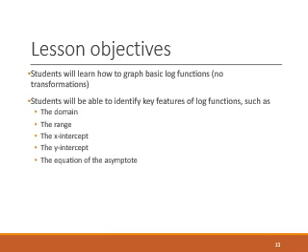So that wraps up basic features of log functions. Hopefully you have some sense of how to graph a log function. We definitely will be talking more about graphing log functions when we get into transformations, which is the next thing we're going to be talking about. Hopefully you have an understanding of what the domain, range, x and y intercept, and equation of the asymptote are for a log function. And the only thing left to do is to check your understanding.